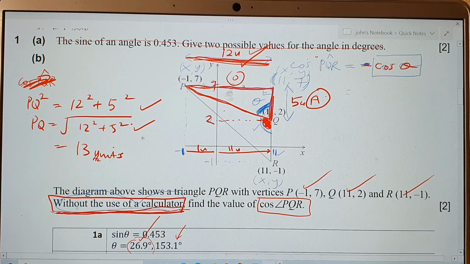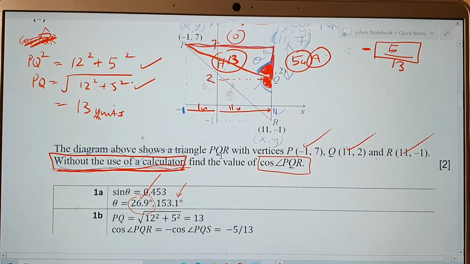Okay? So now I have my 13 already. Then I know that this minus is still minus here. But what is cosine theta now? Cosine theta is adjacent, which is 5, over hypotenuse, which is 13. So that's your answer. That's how you get this. So you just show things like that, then you get the answer already.